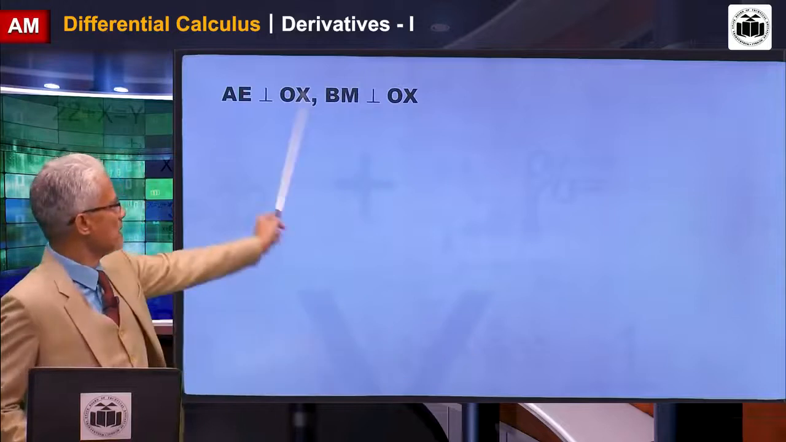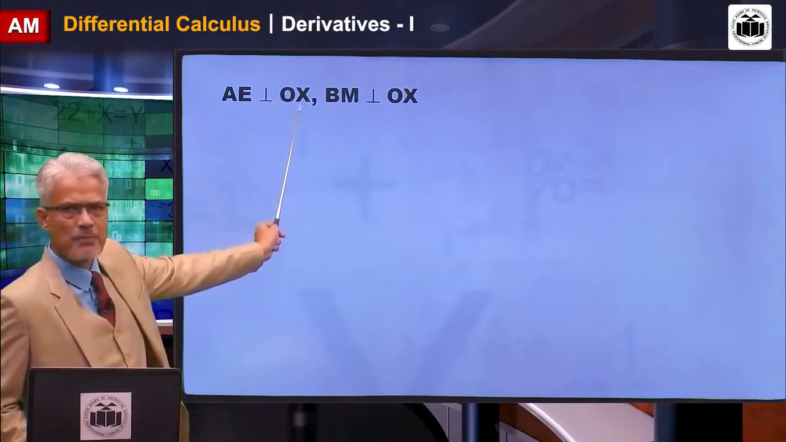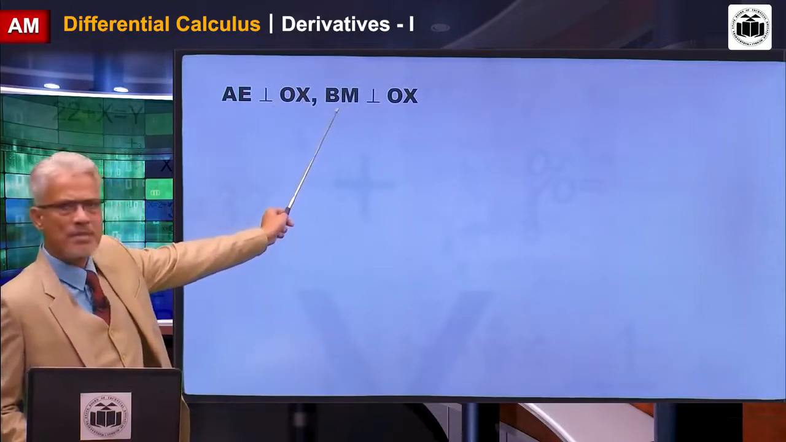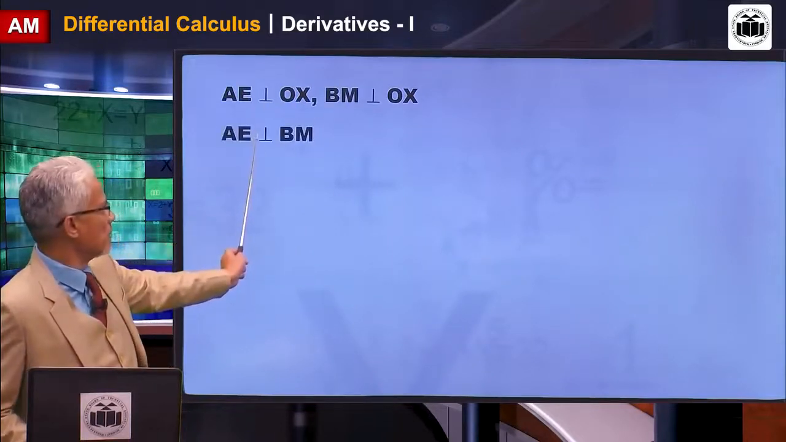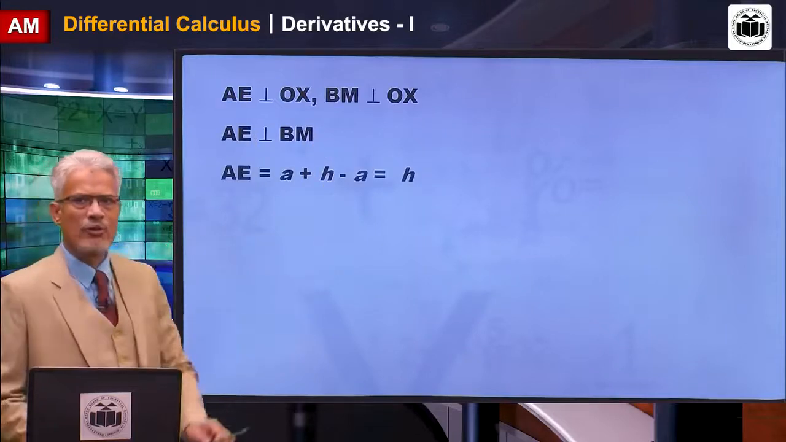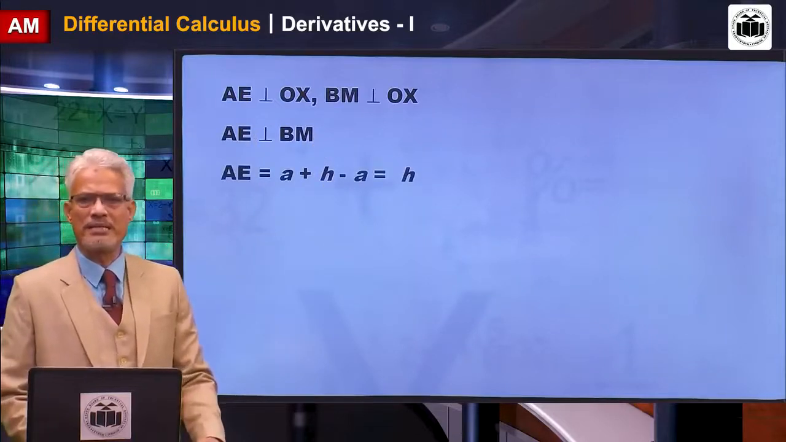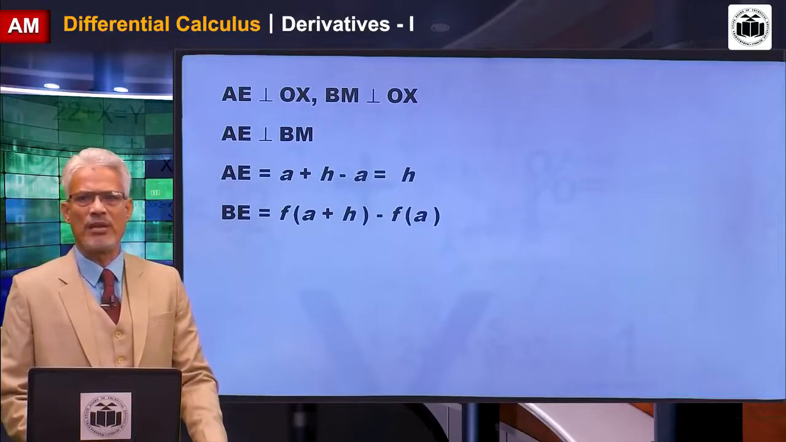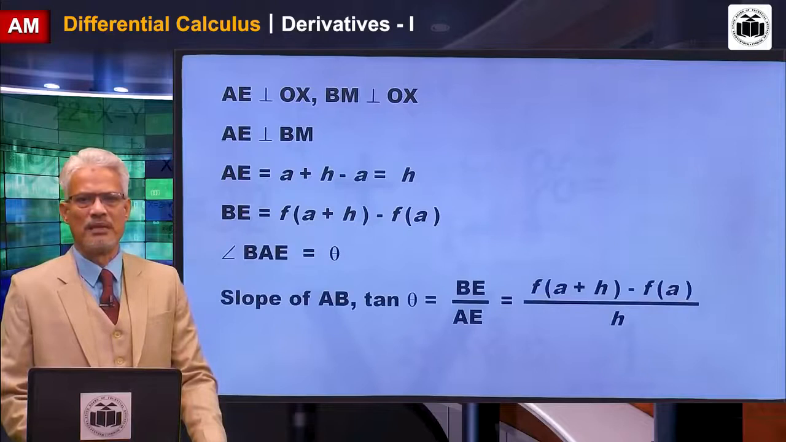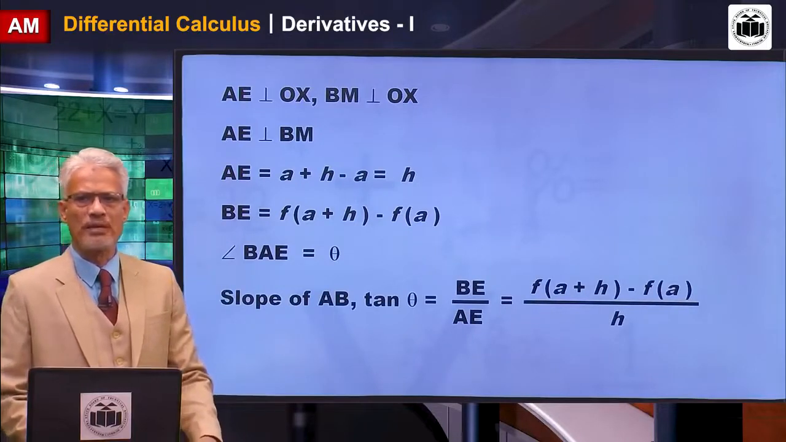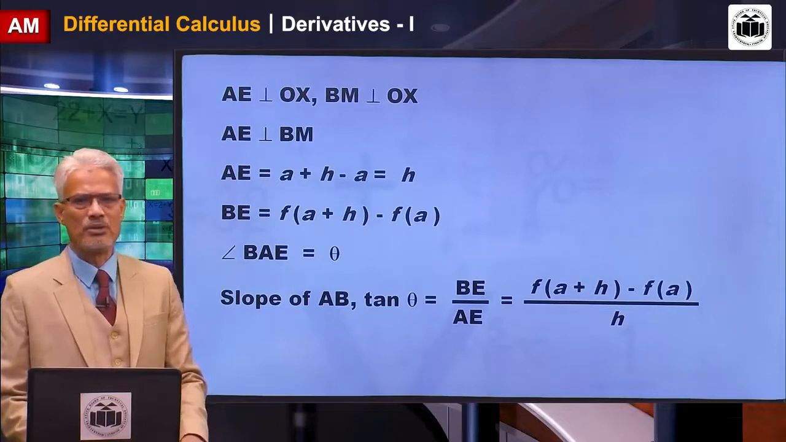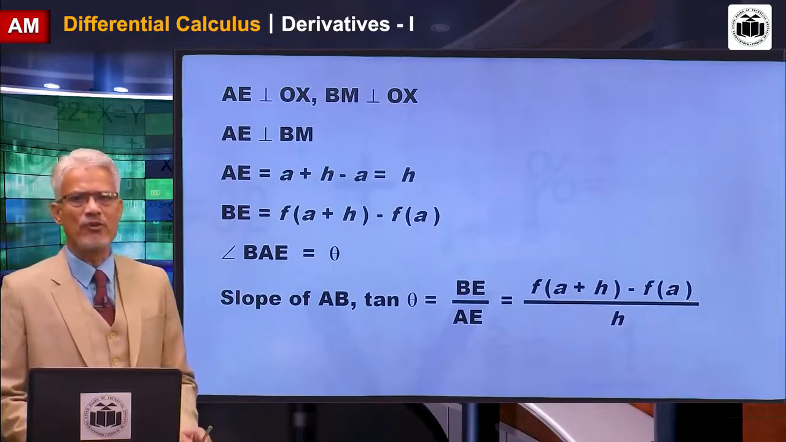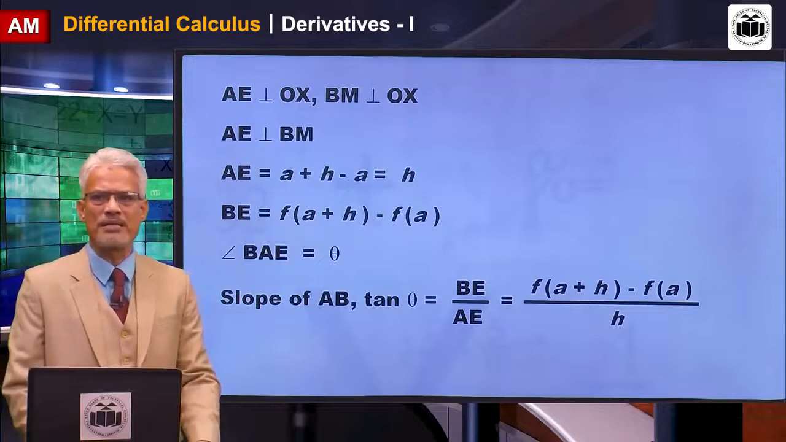You see, it is clear from the diagram, AL is perpendicular on OX, BM is perpendicular on OX, and AC is perpendicular on BM. Therefore, AC is equal to a plus h minus a, that is h. BC is equal to f(a plus h) minus f(a). Angle BAC is equal to theta. Therefore, slope of the line AB, that is tan theta, is equal to BC upon AC.